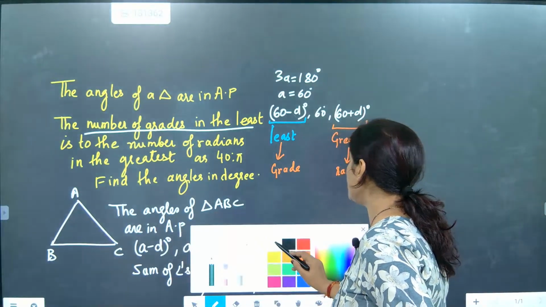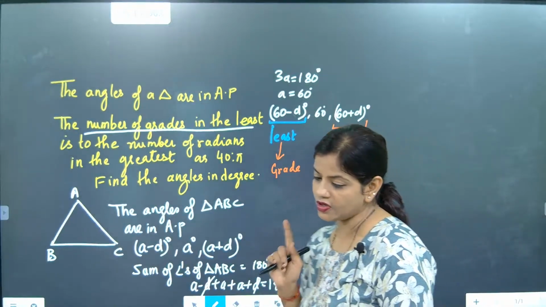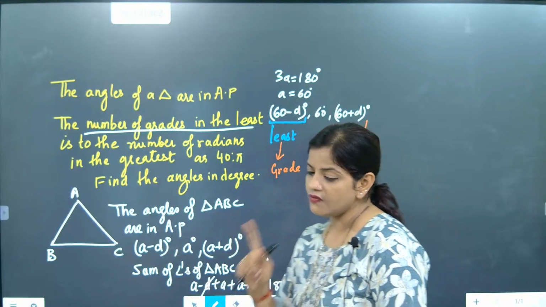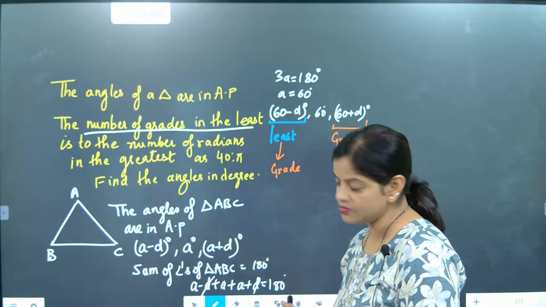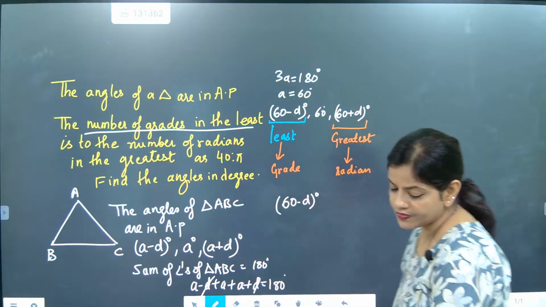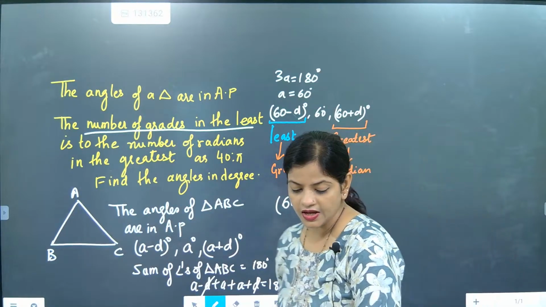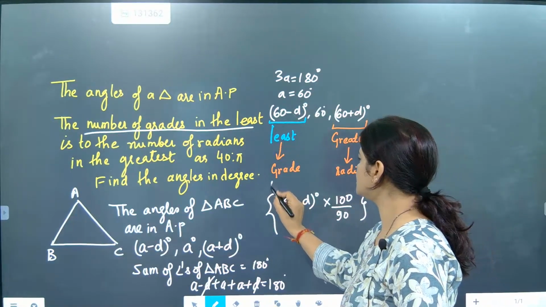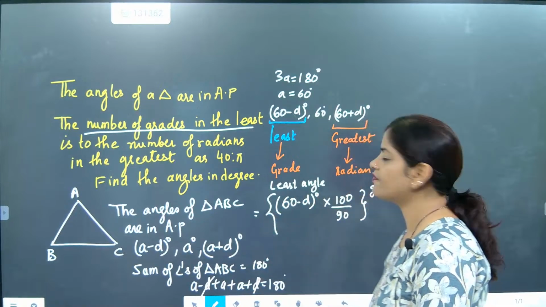First we will convert it. We must understand that one degree is exactly 100 by 90 grades, that is the conversion system. So we will write here 60 minus D degree will be converted into 100 by 90 grades. This is the least angle, and now the least angle we have converted.